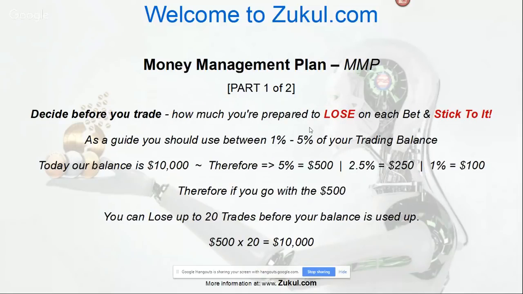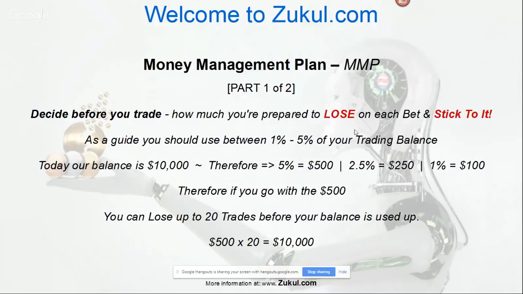All right. Now you'll hear me already talking about losing money, losing this and losing that, because I want to get it into everybody's head that you could lose the money. Yes, you can make money, but you could lose the money. All right. So how much money are you prepared to lose? All right. And then once you've decided on that, you then need to stick to it.